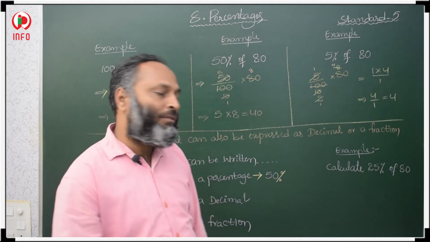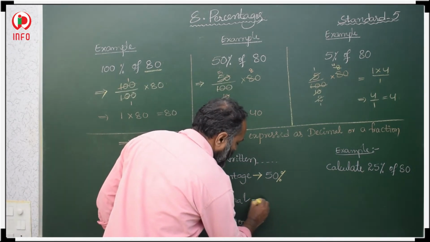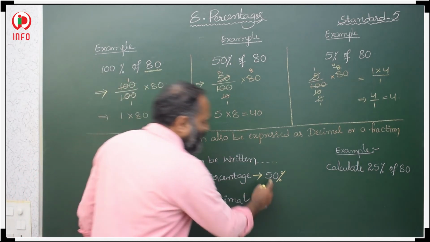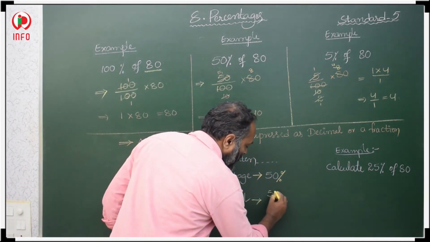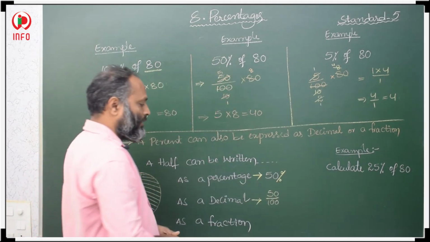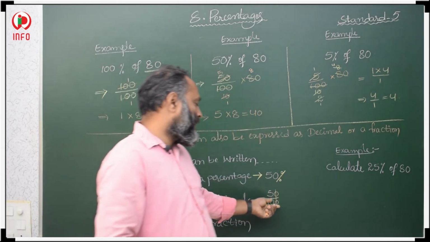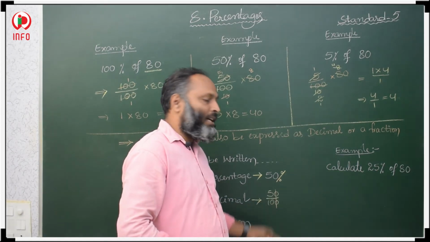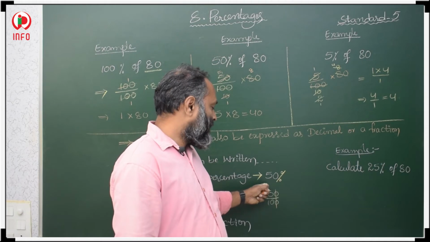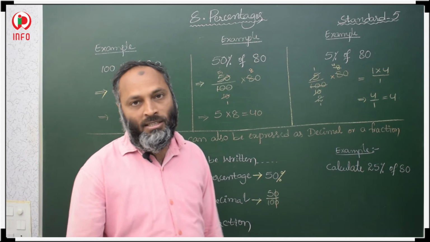Half means 50%. Half can also be in decimal form. How do we take this in decimal form? We have to take 50 by the total percentage, 100. Then the zeros get cancelled. When we cancel with 10, 10 fives are 50 and 10 tens are 100. Whenever zeros are at the end, just cancel like that.